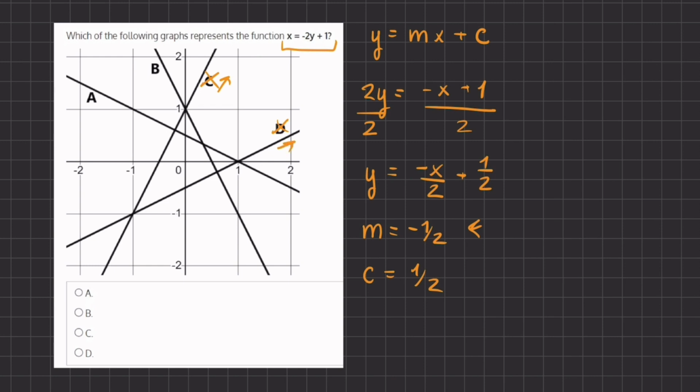All right, so now we're taking a look between A and B, and let's take a look at the y-intercept and see which one crosses at half. So B crosses at 1, and A crosses, seems to be at half, which is the correct y-intercept, and therefore A will be our final answer that represents the function that we have been given.